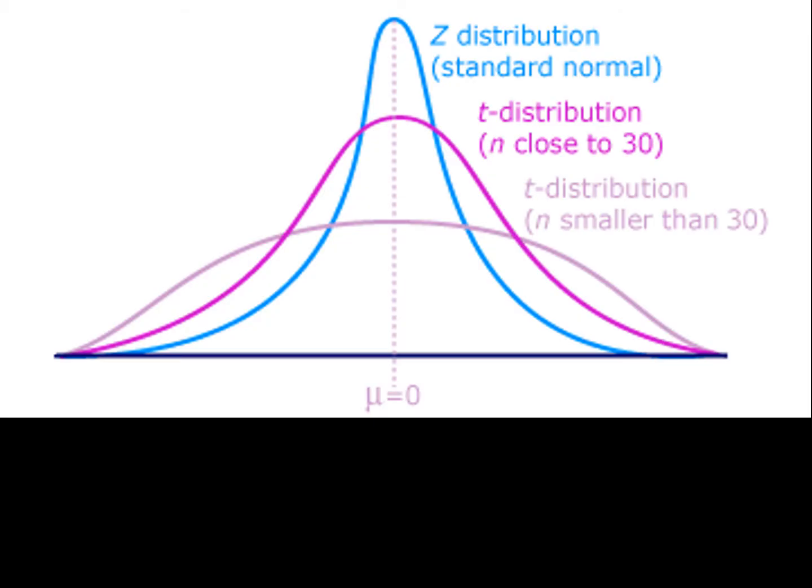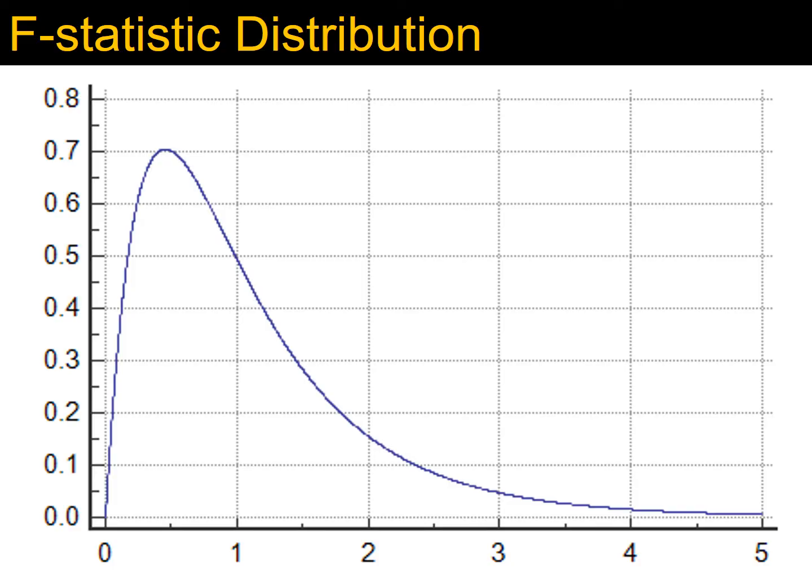Here you can see the normal distribution, the Z distribution, which is the standard normal distribution. This is the F-statistic distribution. Here, the mean, the mode, and the median are not the same because of the way the F-statistic is skewed.